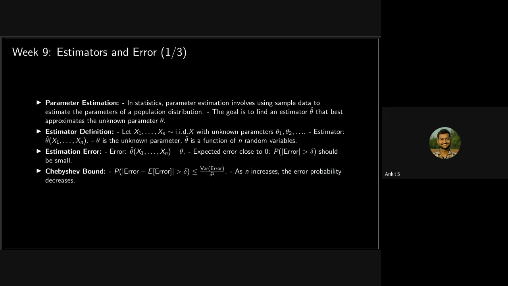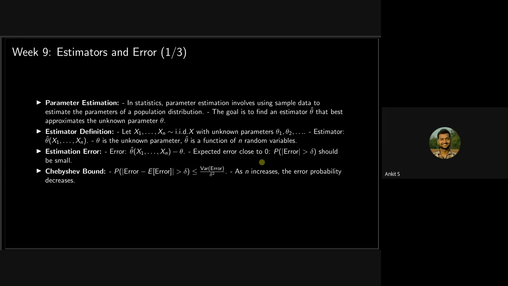Then coming to week 9, we have parameter estimation. Okay, so up to now we have mostly been given the parameters of a distribution, and we have to find the probability related to some event. But in this week, week 9 and week 10, we study parameter estimation: when you are not given the parameters of a distribution and you are just given samples, how do you come up with the parameters for the distribution?